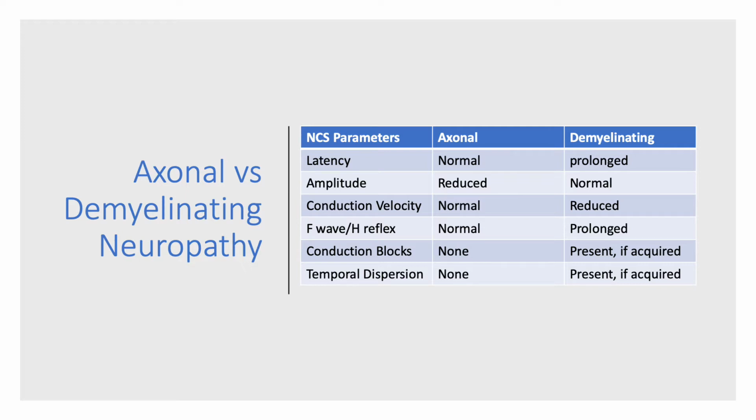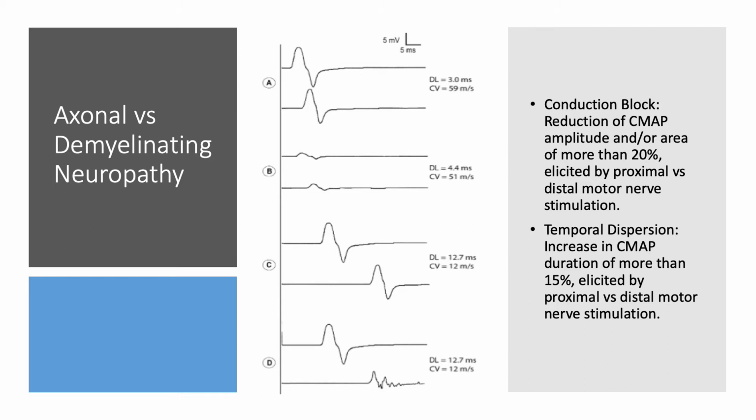I think we need to look into more detail of what a conduction block and temporal dispersion is. Dr. Singhal, can you explain a little bit more to our viewers? Absolutely. Thank you so much for teaching us about the differences. So, like Dr. Khanna mentioned, it's very important to be able to differentiate the neuropathy into axonal versus demyelinating based on the pathologies. Now, let's look at this chart over here.